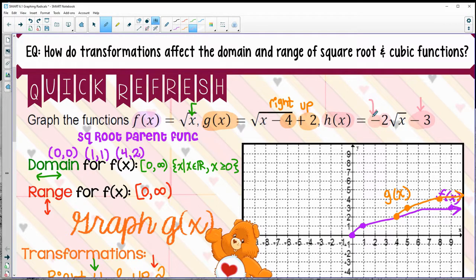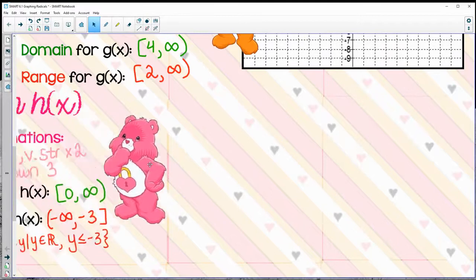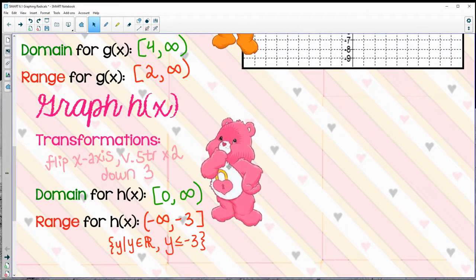I'm going to flip everything and make them negative. So all my y values are now negative. And I'm going to double everything. I see a 2. It's getting multiplied on the outside. So all three transformations: a flip over the x-axis, a vertical stretch by 2 because it's doubling all those y values, and shifting down by 3. So domain, I didn't shift left and right, so that's still at 0.